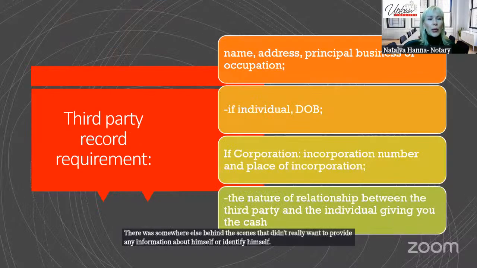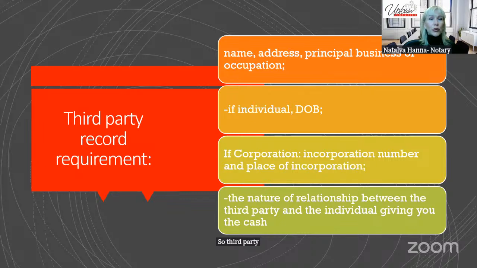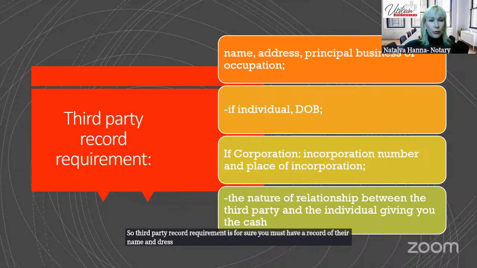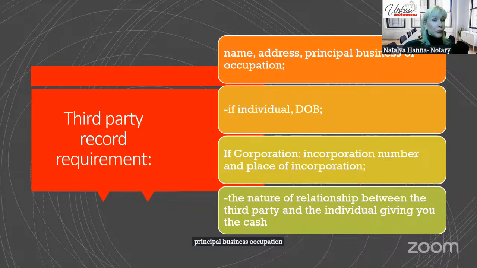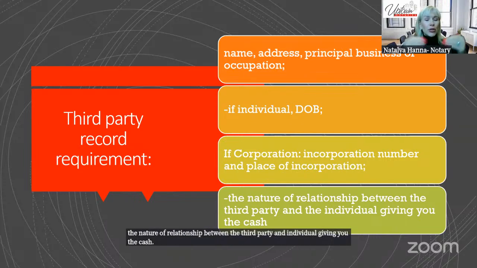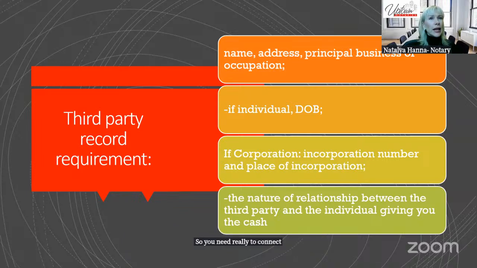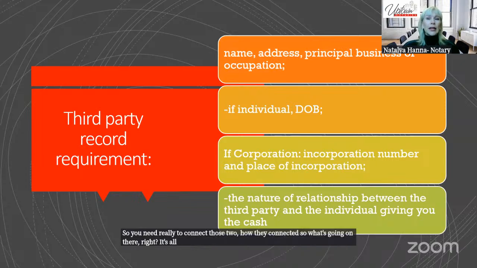So for the third-party record requirement, you must have a record of their name, address, principal business occupation, and if an individual, date of birth. If a corporation, the incorporation number and place of incorporation; the search would be great. And the nature of the relationship between the third party and the individual giving you the cash. So you really need to connect those two, how they are connected. So what's going on there, right? It's all relevant for your file, and that information will go to your report.